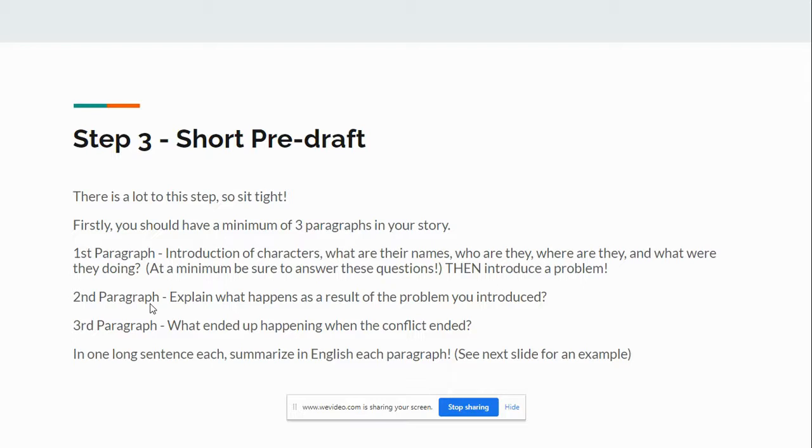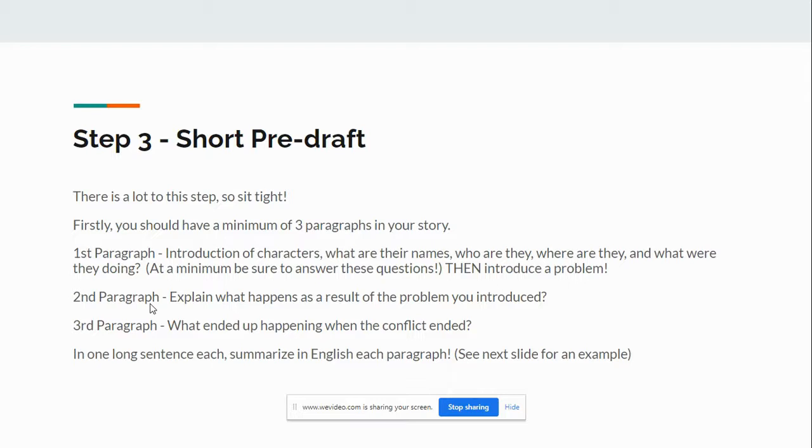In your first paragraph, you should introduce your characters, what their names are, who they are, their mom, dad, boy, girl. Are they a student? Where are they? Are they at home? Are they on the street? Are they on Mars? Are they in their bedroom? Where are they? And what were they doing? What were they doing? Well, that's the imperfect. That's the abas and the ias. It's a great opportunity for you to use the imperfect.